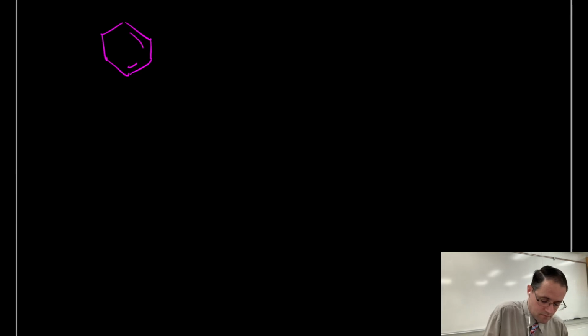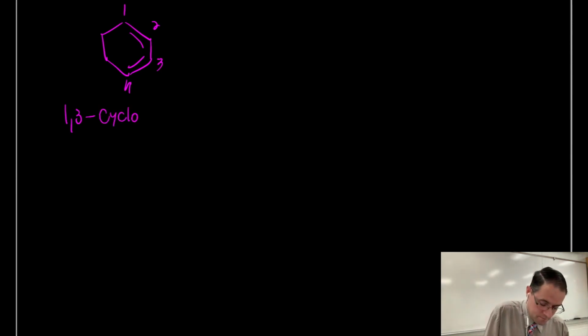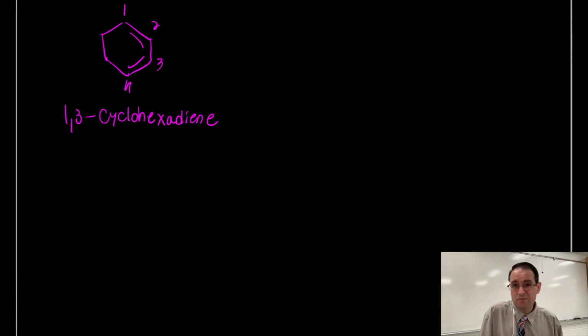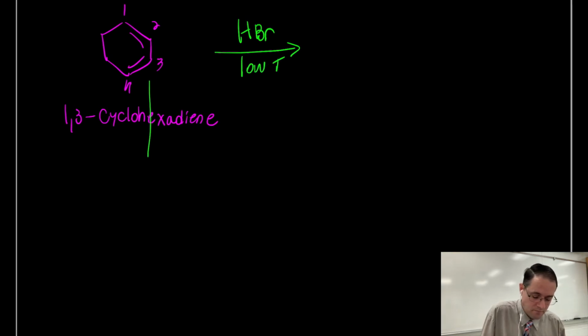Okay, so let me show you some examples. Here's a molecule that we would name 1,3-cyclohexadiene. Okay, and let's predict and draw the products that would occur if we reacted this with HBr at low temperature and HBr at high temperature.